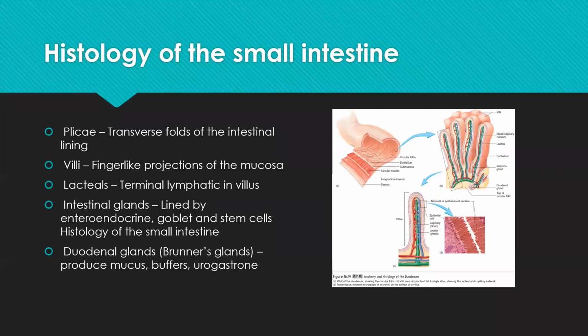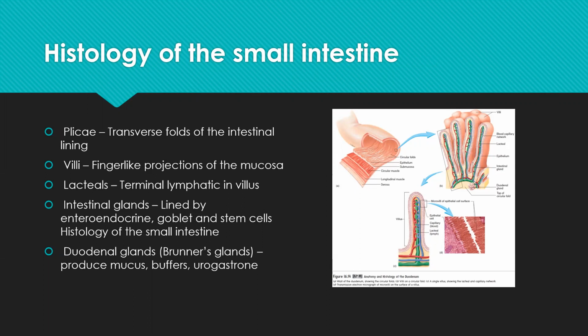And next, coming to the histology of this small intestine. Like the stomach, the small intestine also has different types of cells performing different functions, like plicae. What is this plicae? That is the transverse folds of the intestinal lining. The lining of this intestine, which has folds, we call plicae, and it also has villi.